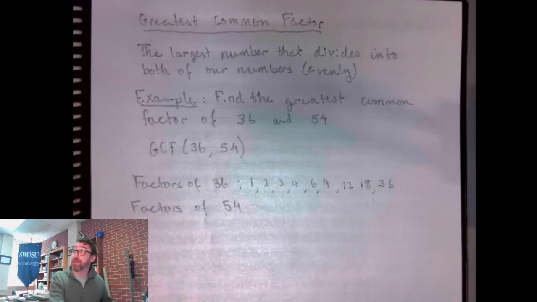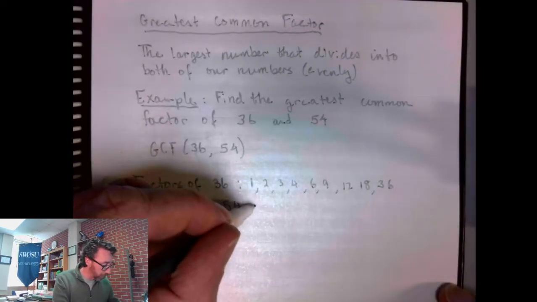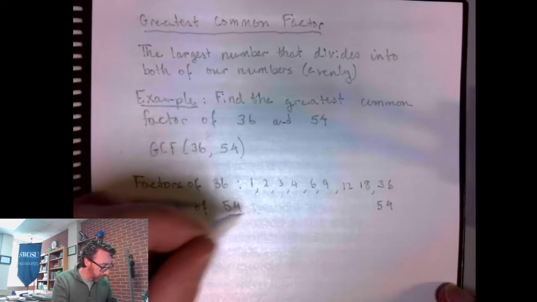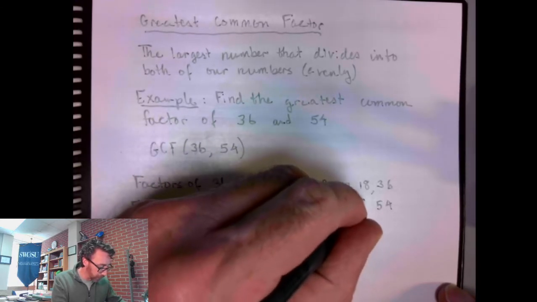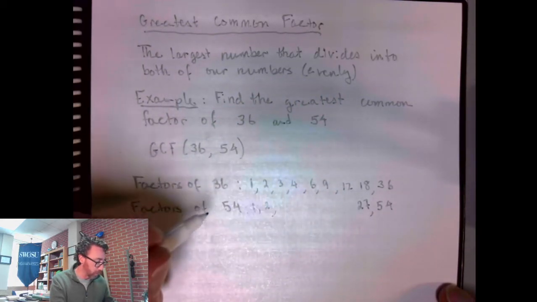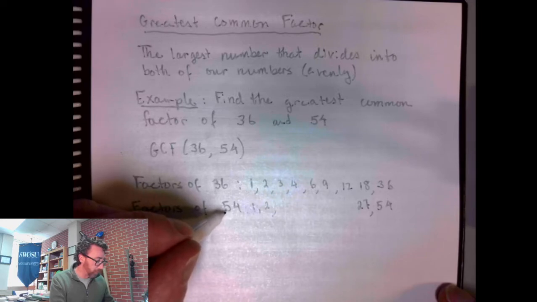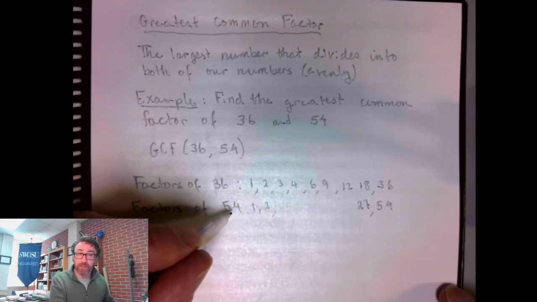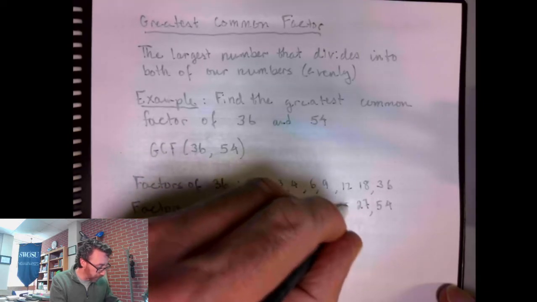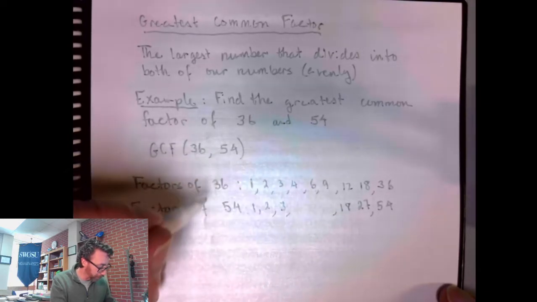I'm going to do the same thing for 54. So I've got 1 and 54. That's even, so it's going to have a factor of 2. The partner is 27, since 2 times 27 gives me 54. That is a multiple of 3 too. If we do our divisibility test, 5 plus 4 is 9, so 3 divides into this number, and the companion is 18.